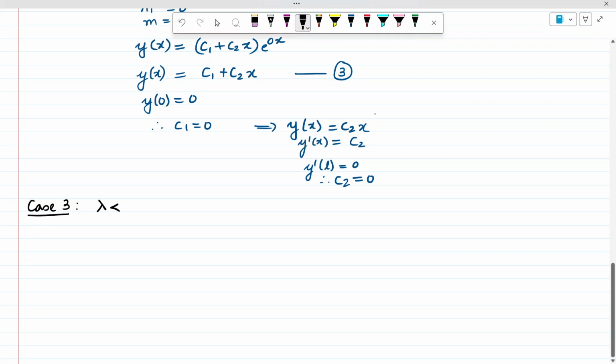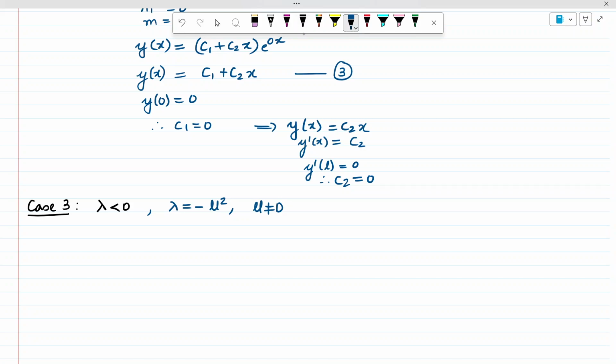In case number 3 we will take lambda less than 0. Lambda is less than 0, so we will assume lambda is equal to negative mu square. Here mu is a real number, so its square will obviously be positive, but if we put a minus sign, the value of lambda becomes negative.